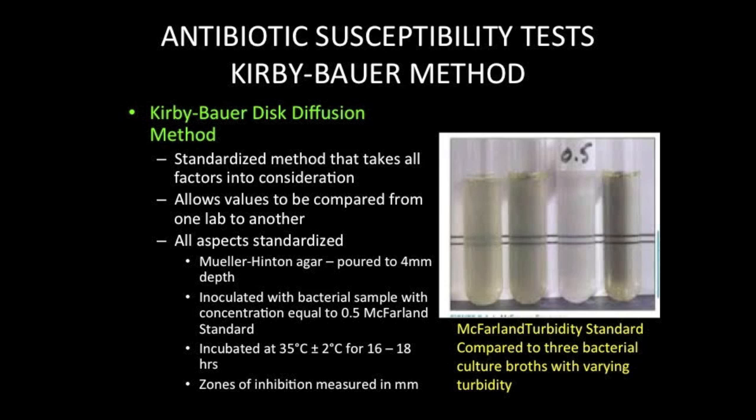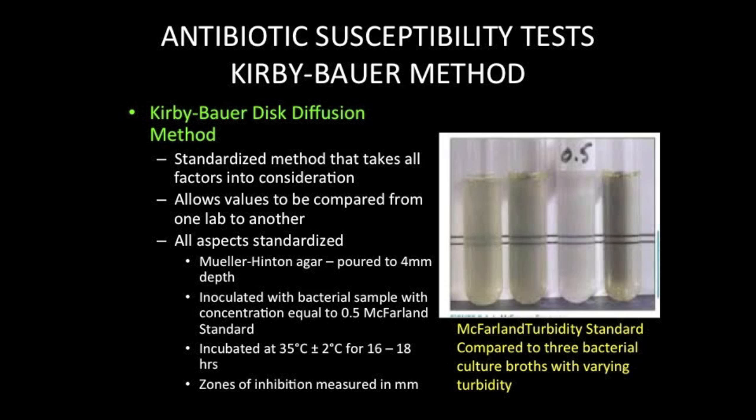All aspects of the Kirby-Bauer test are standardized to ensure reliable results. The agar used in the Kirby-Bauer method is the Mueller-Hinton agar at a pH of 7.2 to 7.4. It is poured to a depth of 4 millimeters in 100 or 155 millimeter diameter plates. The depth of the agar is important because it affects how the antimicrobial agent diffuses through the agar. If the agar is poured too thick, the rate of lateral diffusion slows, making the zones of inhibition smaller.